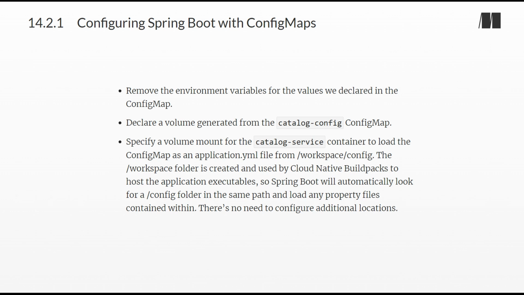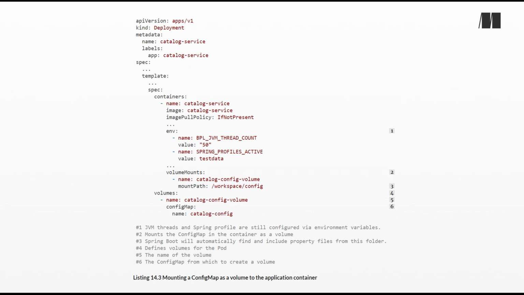The /workspace folder is created and used by Cloud Native Buildpacks to host the application executables, so Spring Boot will automatically look for a /config folder in the same path and load any property files contained within. There's no need to configure additional locations. Listing 14.3. Mounting a config map as a volume to the application container.